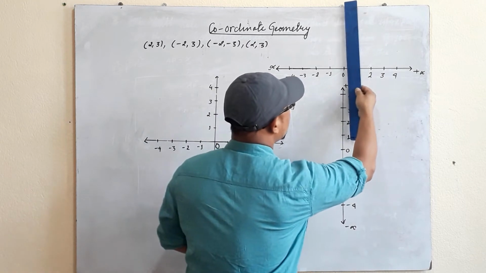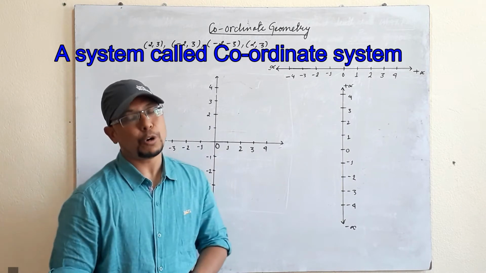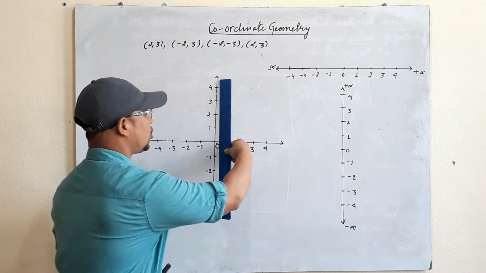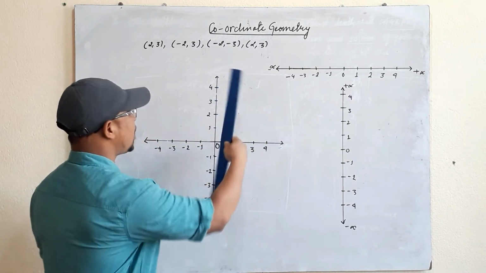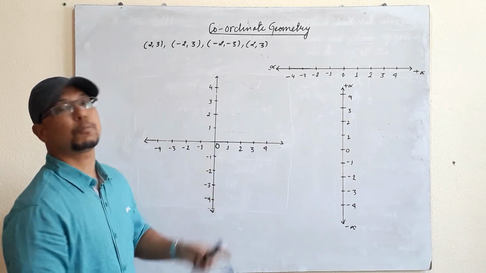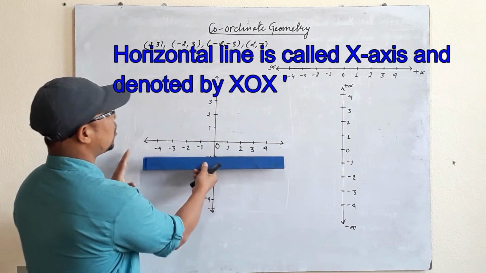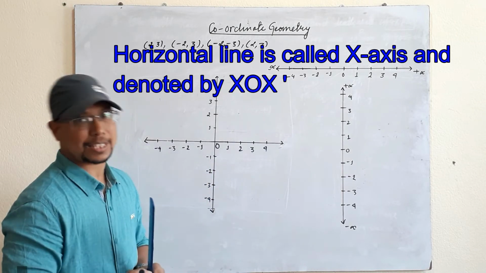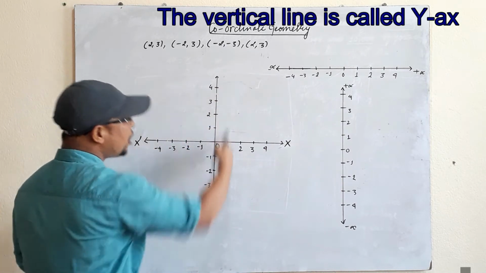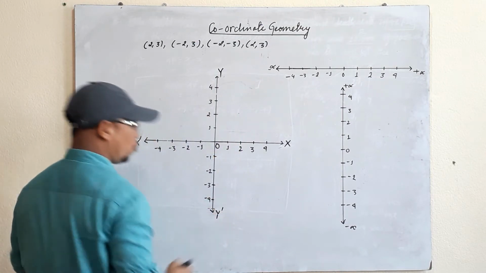When they coincide with each other, this figure transforms to a system, and this system is called the coordinate system. In this coordinate system, this is the horizontal line and this is the vertical line, and these two mutually perpendicular lines intersect at a point, and this point is called the origin or the starting point. The horizontal line is called the x-axis, denoted by X O X prime, and the vertical line is called the y-axis, Y O Y prime.